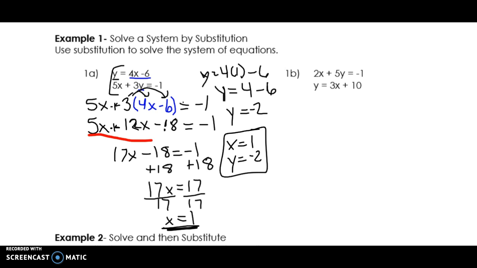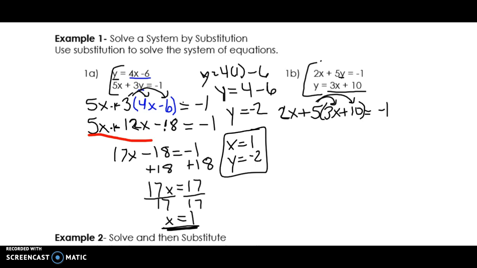There's my answer. So I'm going to do the same thing on 1b. You'll notice in that second equation, y equals 3x plus 10, the y is already by itself. So I'm going to plug in 3x plus 10 for that y. So I have 2x plus 5 times 3x plus 10. I took that y out and stuck 3x plus 10 in its place, and that equals -1.